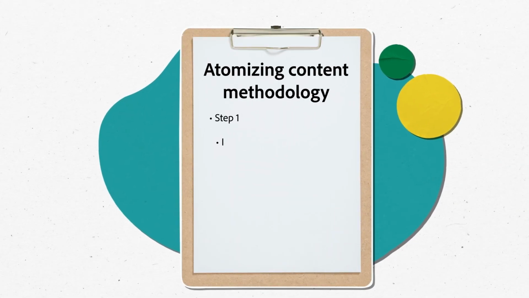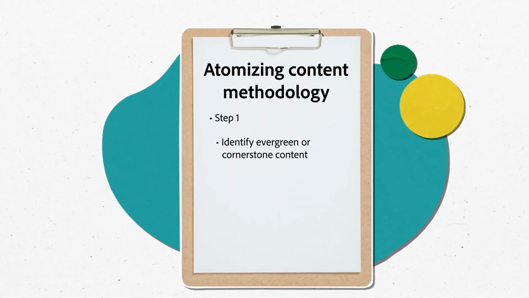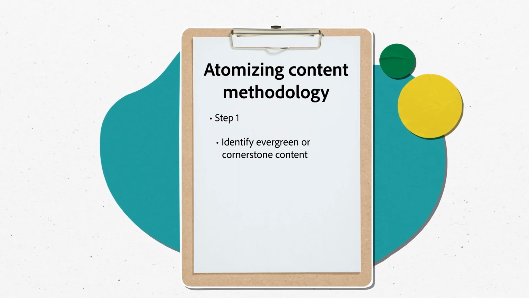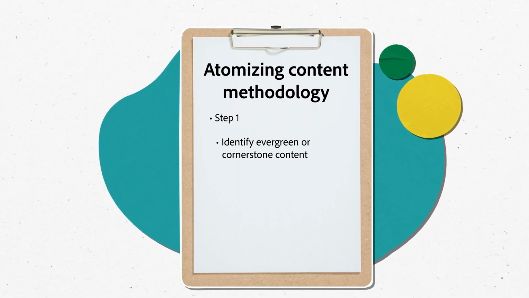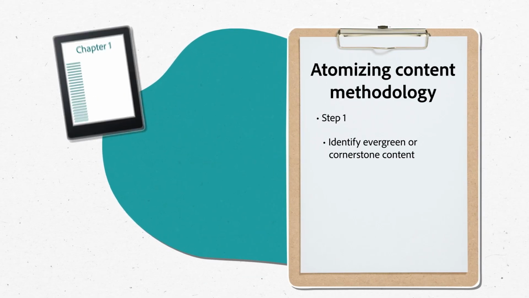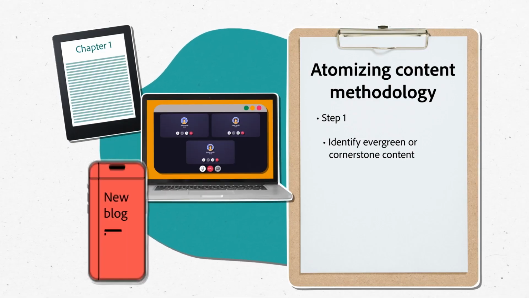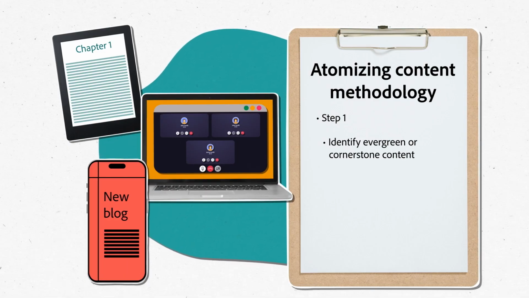Step 1. Identify evergreen or cornerstone content. Start with content that has depth and staying power. Think white papers, ebooks, webinars, in-depth blog posts. These are all examples of cornerstone pieces, packed with valuable information that's relevant to your audience over time.